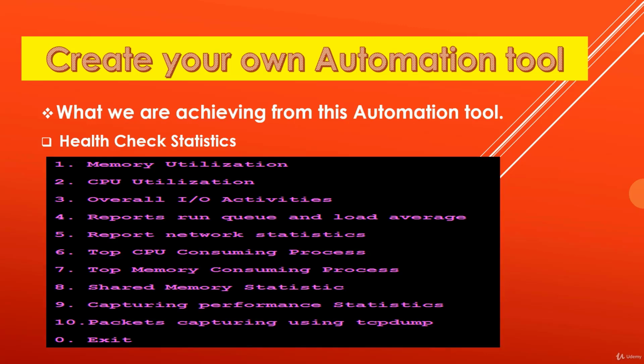So all the options for health check statistics would be like your memory utilization, CPU utilization, overall IO statistics, IO activities, reports, run queue and load average, report network statistics, top CPU consuming process, top memory consuming process, shared memory. So all these things we would be checking with this option, capturing performance statistics, packet capturing using TCP dump. So all these things we can get from this option.